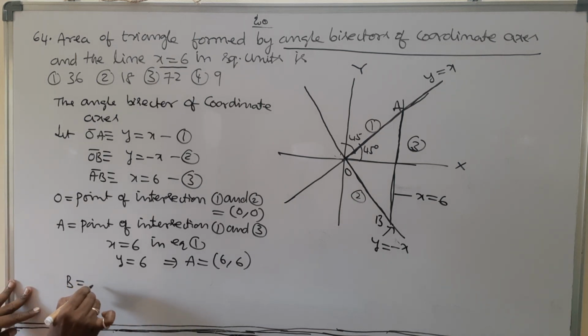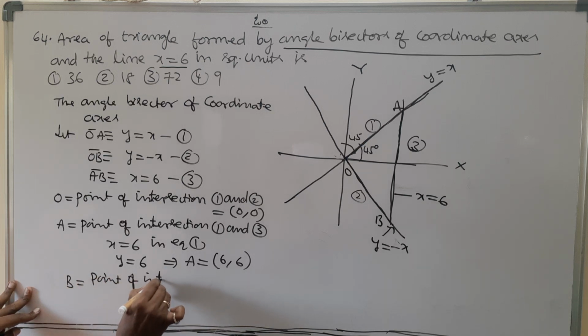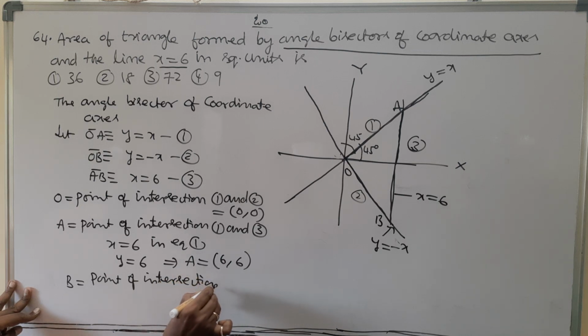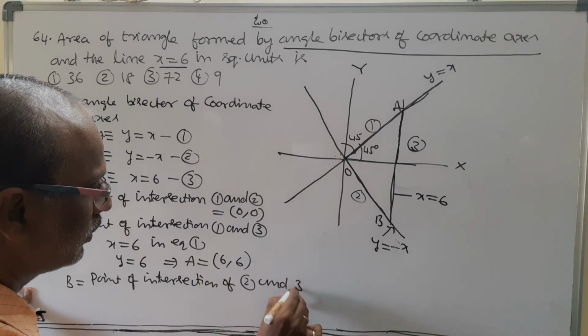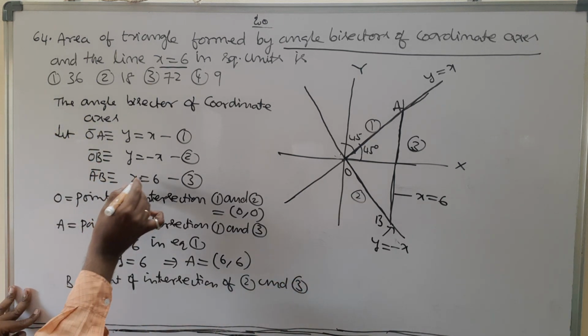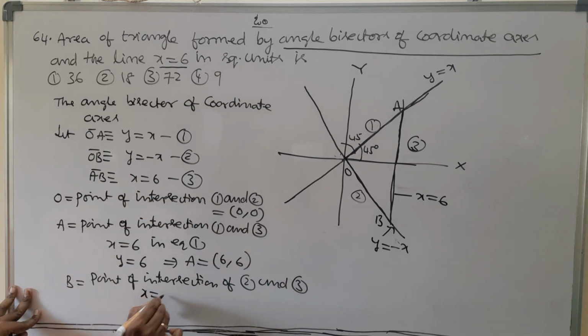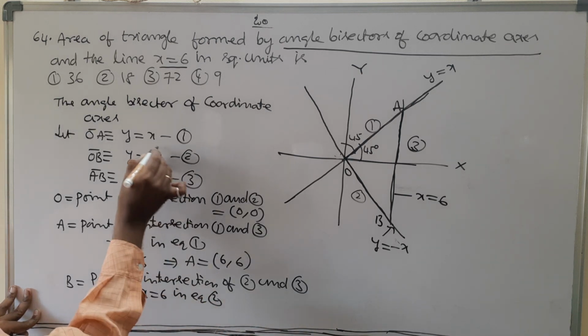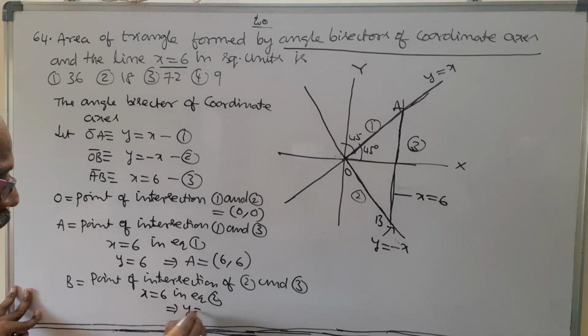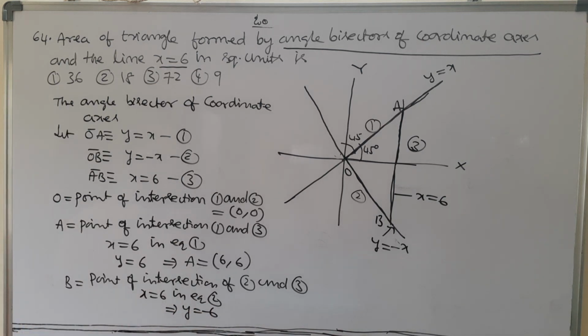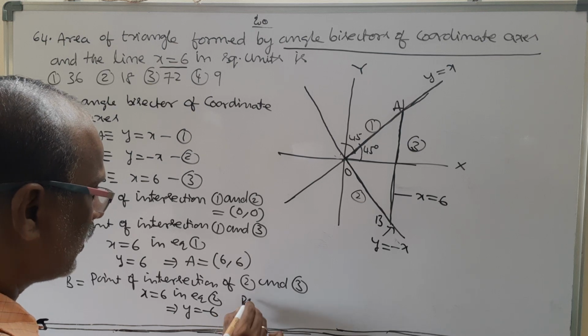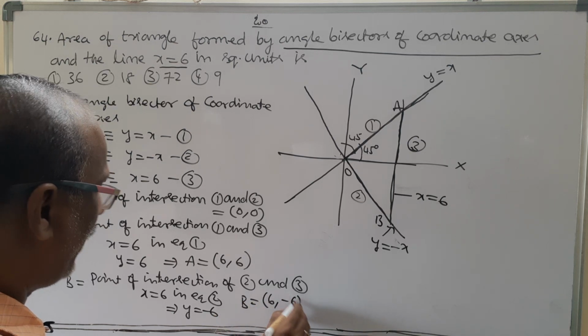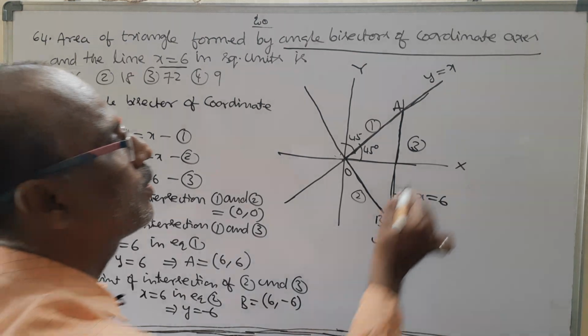B is the point of intersection of 2 and 3. Here also in equation 3, x equal to 6. Apply in equation 2, substitute x equal to 6. Then y is equal to minus 6. The B coordinates are 6, minus 6.